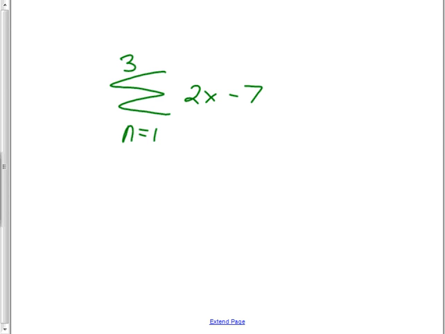Expand this and tell me what its first 3 terms are, and then tell me the answer. This is a review part. What are the first 3 terms of this series? And when I say what's the answer, what I'm asking you to do is actually sum them. That's what this is. This is a summation.